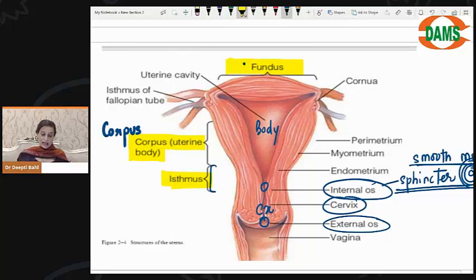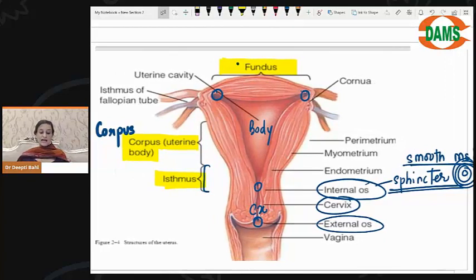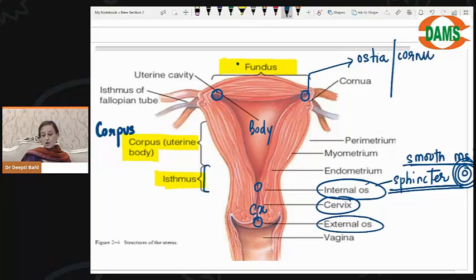Now look at this. At the upper end of the uterus, there are two more openings. Yes, the internal os is at the level of the isthmus, that's right. Now, there are two more openings. These are called ostia or cornu. These are openings of the fallopian tube.